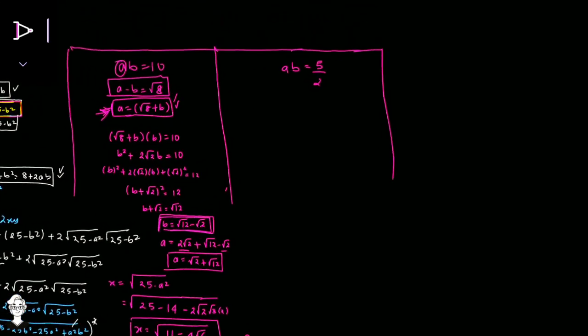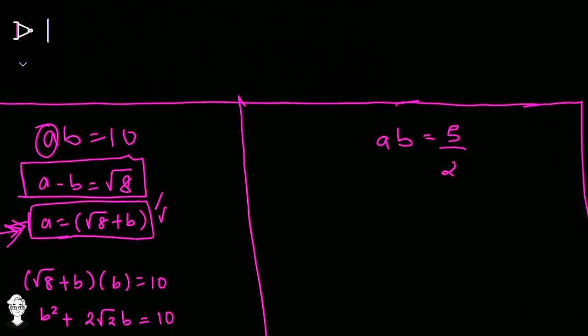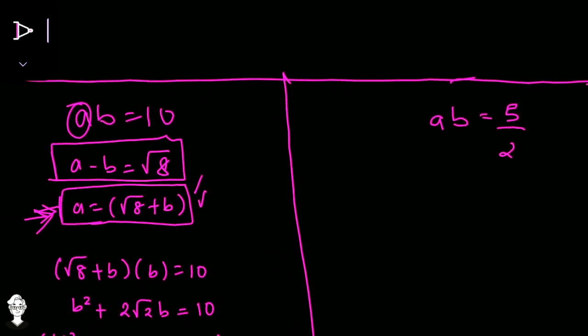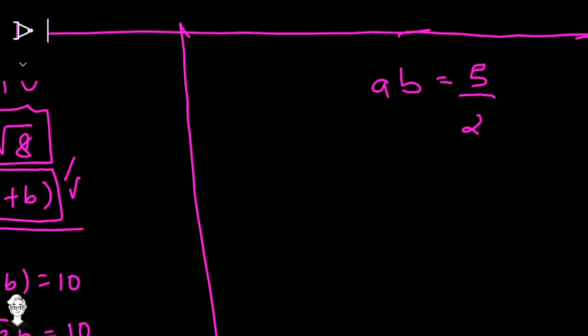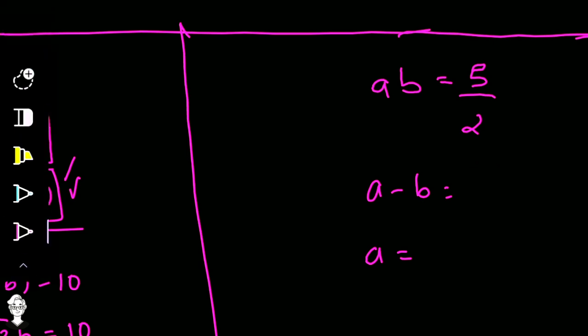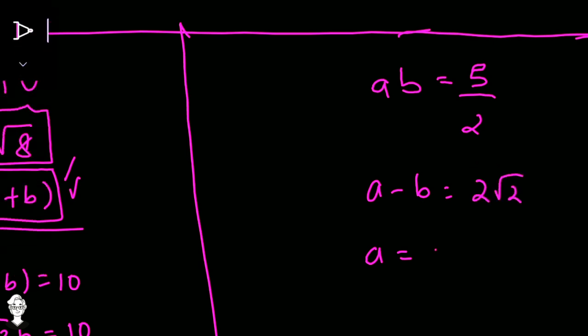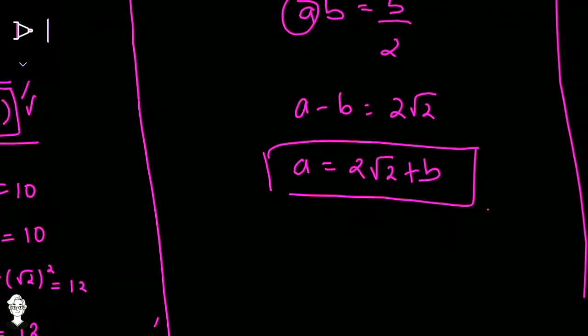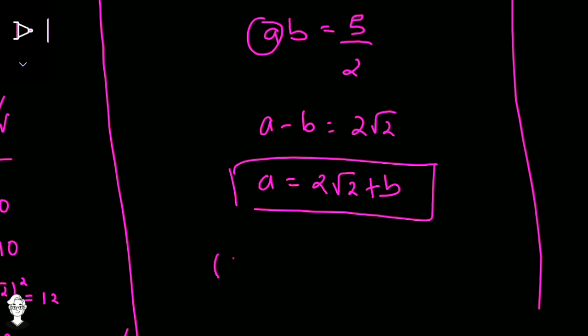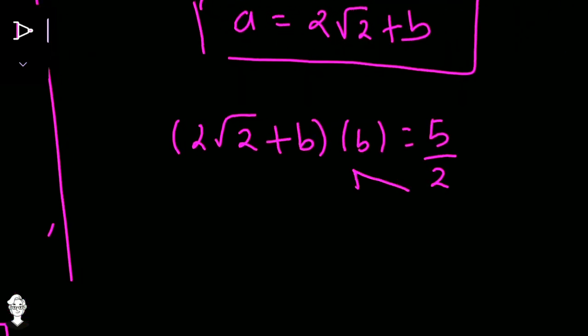Now also we have the case AB is equal to 5 by 2. So let's do that. As we have done over here, A minus B equals square root of 2 and A is equal to square root of A plus B. Similarly over here, A minus B is equal to square root of 2. A is equal to, not square root of 2, it's 2 times root 2. So we obtain A is equal to 2 times under root 2 plus B. So now I will keep this value of A, so it would become 2 times under root 2 plus B, into B is equal to 5 upon 2.